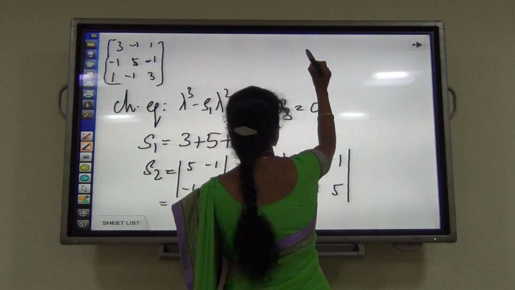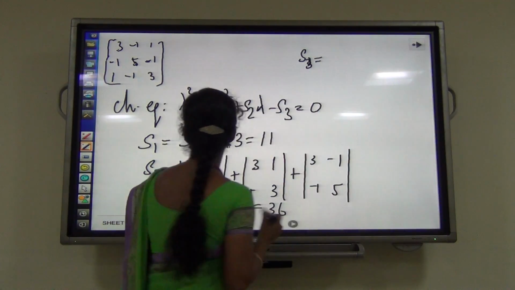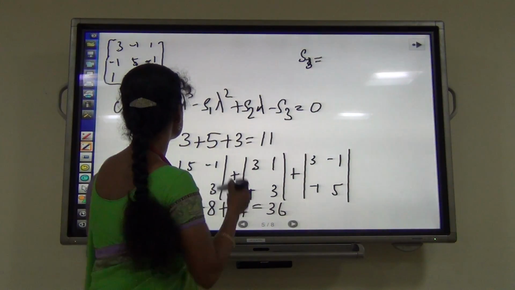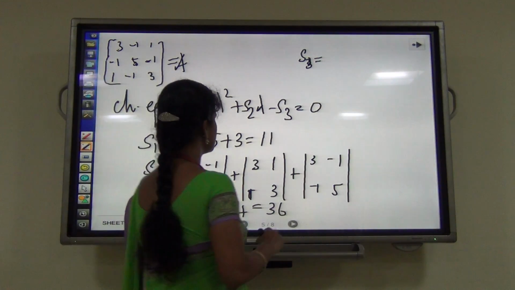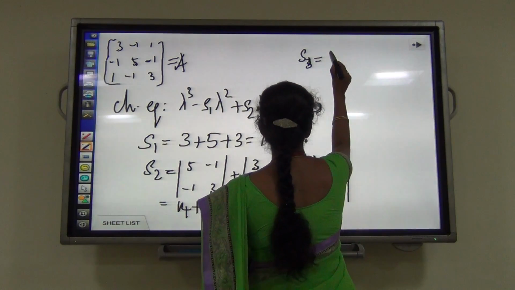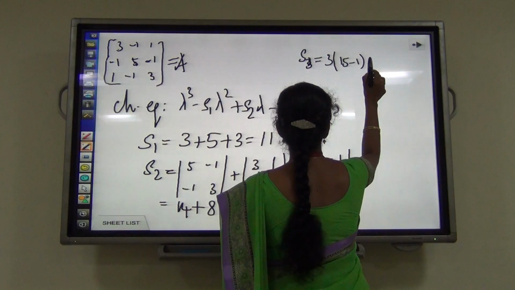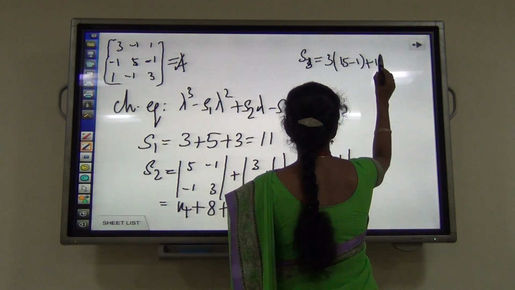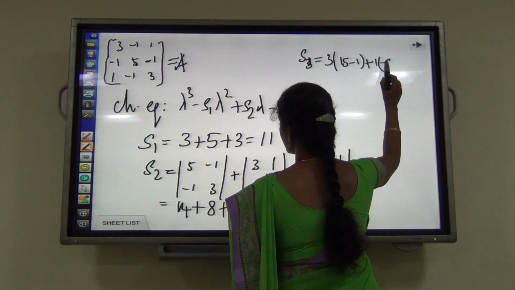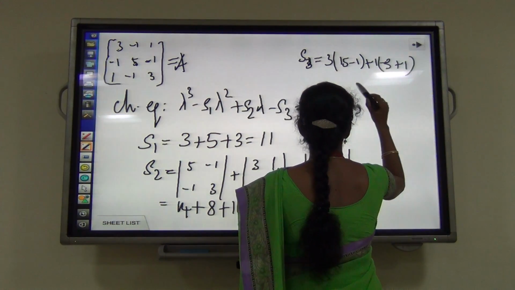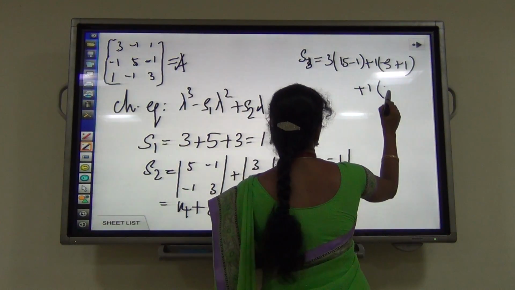And how do you find S3? S3 is found by getting the determinant of the matrix A. So this is your matrix A, which is going to be diagonalized. Let us find the determinant of this matrix. So it is 3 into 15 minus 1, minus 1. Already there is a minus, so it is plus. Removing the corresponding row and column, you get minus 3 plus 1, plus 1 again into 1 minus 5.